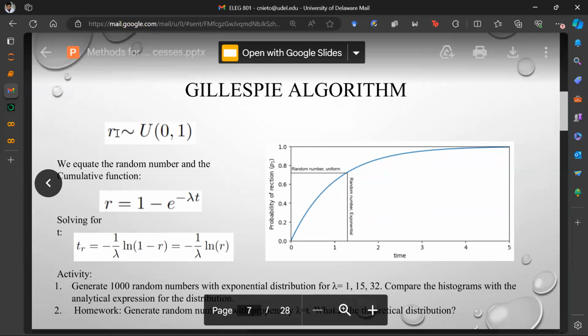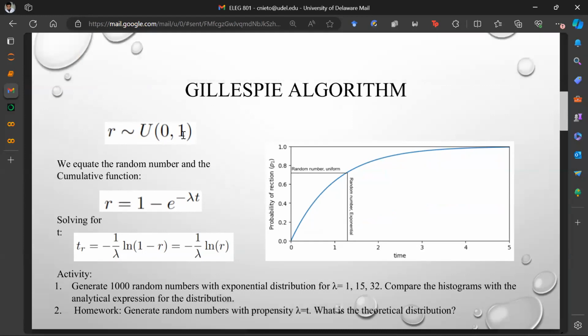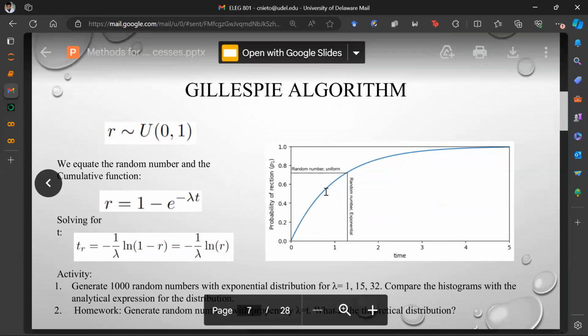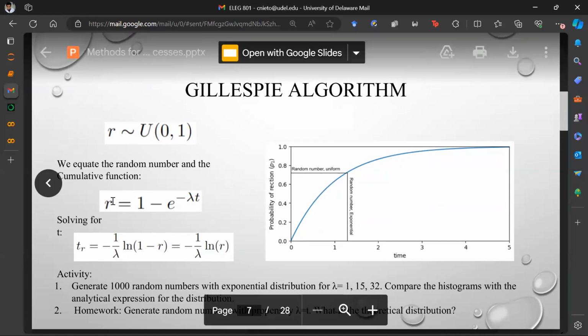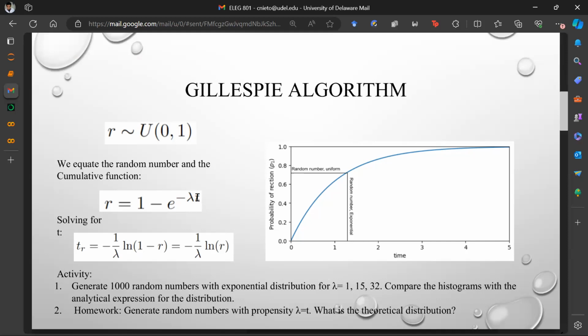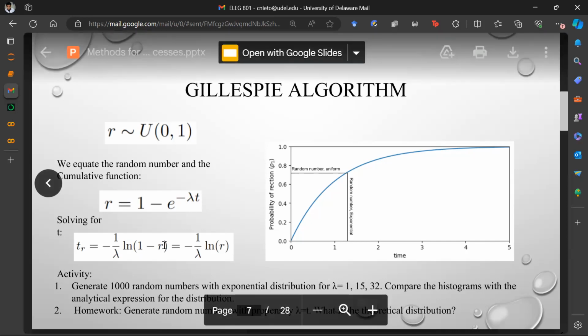So what's the idea? The idea is generating a random number between 0 and 1 and using the cumulative function. Here in this case it is 1 minus e to the minus lambda t, the cumulative. And when the cumulative is equal to the random number, I get an exponential random number. So I make this r equal to the cumulative and solve for t. After solving for t, it's going to be minus logarithm of 1 minus r, times 1 over lambda. This is going to be the time of my next reaction.